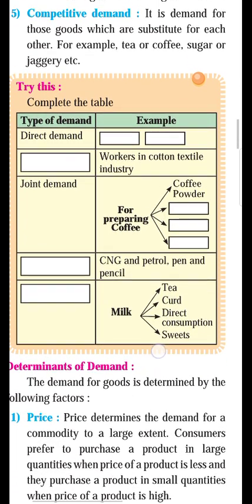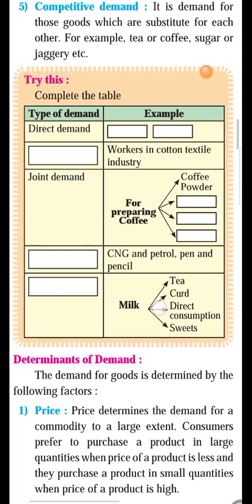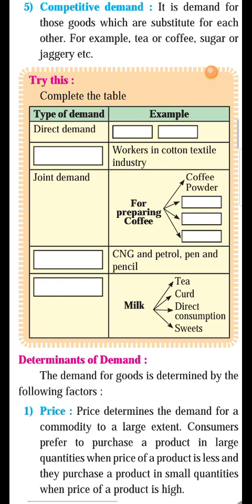Now we will try to fill this table. This table can be filled with the help of the different types of demand we have seen just now. You can try. I will help you to fill these boxes. In the first column, types of demand is given. There are 5 types. So you just fill the boxes right now. Direct demand, second type is indirect demand. Third is joint demand. The fourth one is competitive demand. And the fifth one is composite demand.